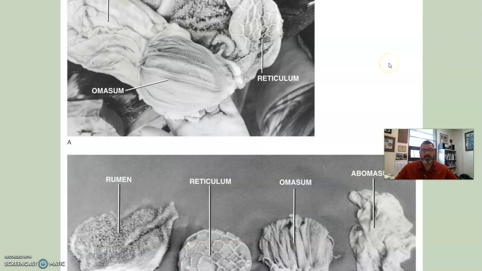Here's some photos of different stomach structure, the 4-compartment stomach structure. You can see the reticulum here on the top photo, the rumen here on the bottom left, that reticulum, see that honeycomb structure, the many folds or many plies of the omasum, and the abomasum is primarily smooth tissue.